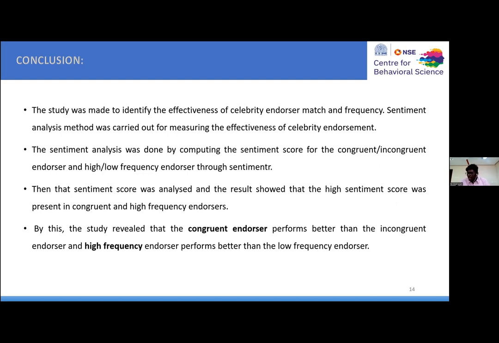The study was made to identify the effectiveness of celebrity endorser congruence and frequency. Sentiment analysis was carried out for measuring the effectiveness of celebrity endorsement, by computing the sentiment score for congruent and incongruent endorsers and high and low frequency endorsers. The sentiment scores were analyzed, and the results show a high sentiment score for the congruent endorser than the incongruent one, and for the high frequency endorser than the low frequency endorser. By this, the study revealed that the congruent endorser performed better than the incongruent endorser and the high frequency endorser performed better than the low frequency endorser.